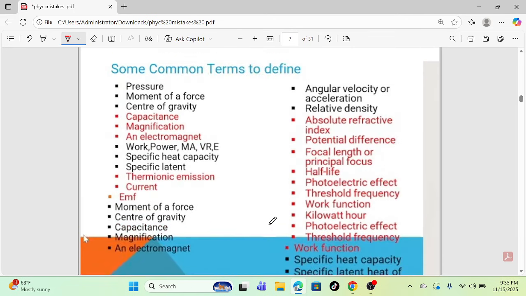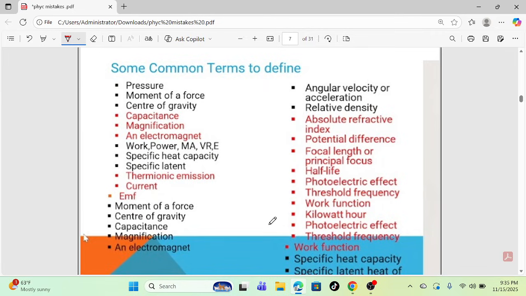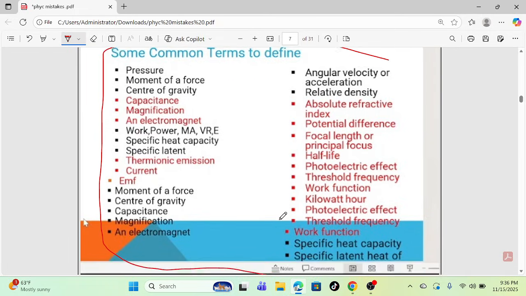Some common terms to define: pressure, moment of force. Easy, you can be asked to define any of them. Pressure, moment of force, center of gravity, capacitance, magnification, work, power, thermionic emission, current, EMF. Easy, you can just screenshot.